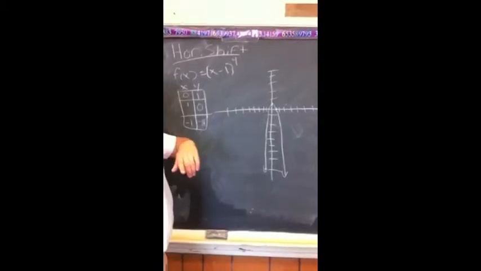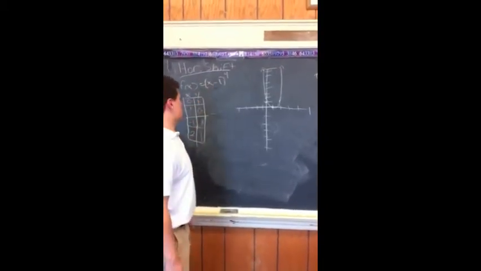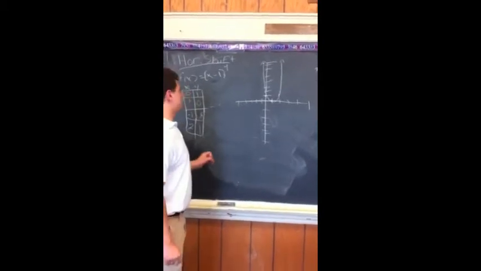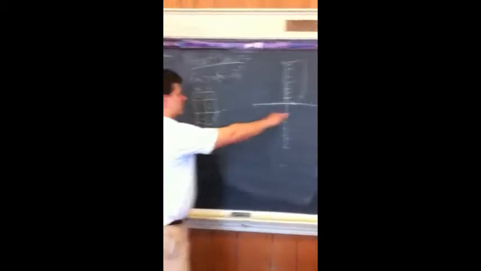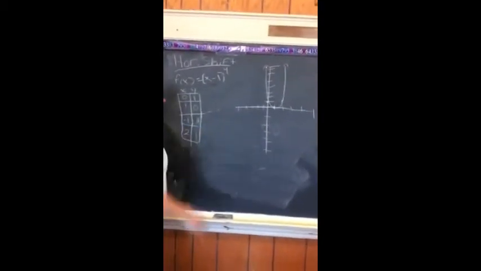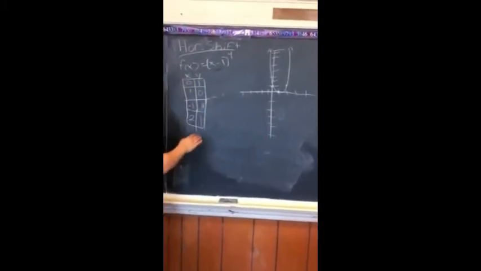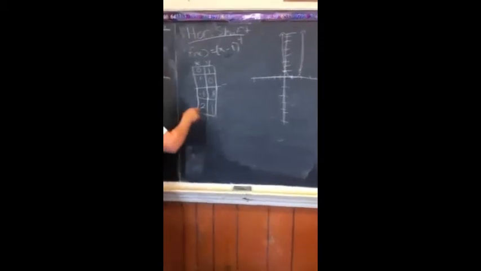So, horizontal shift. Alright, so here's the horizontal shift. It's really just shifting over whatever amount of points to the left or the right on the x-axis. So we do the same exact thing we did for the other two. You just plug in points again.